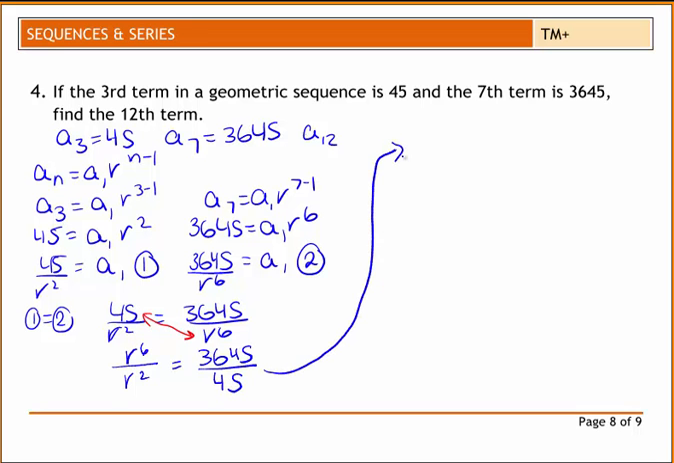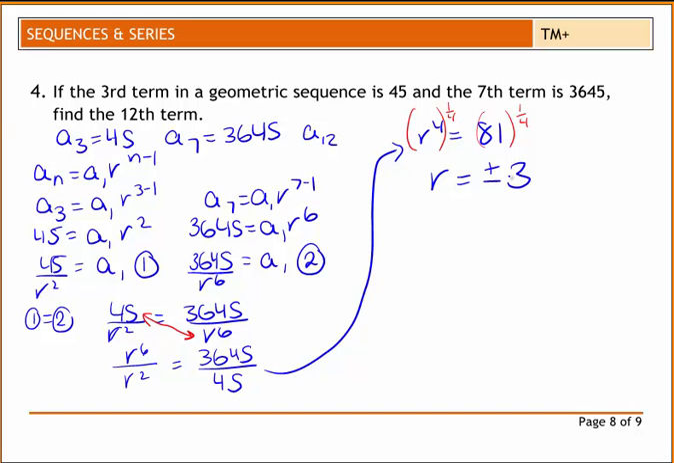Again, you would work down your page. r to the 6 divided by r squared is r to the 4. 3645 divided by 45 is 81. To get what r is going to be, I'm going to put both sides to the power of a quarter, because 4 times a quarter is 1, so I'm left with r. Now it's an even power, so my answer is going to be plus or minus. 81 to the power of a quarter gives me 3. So that's plus or minus 3.